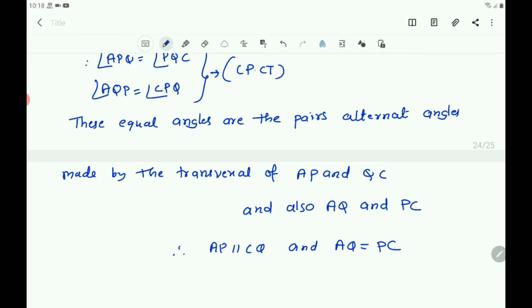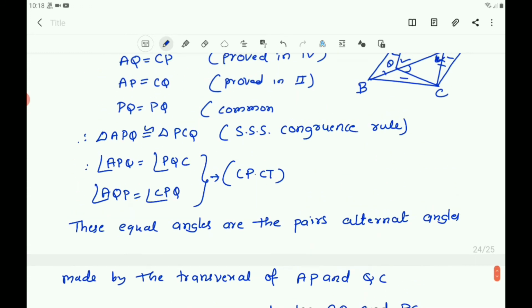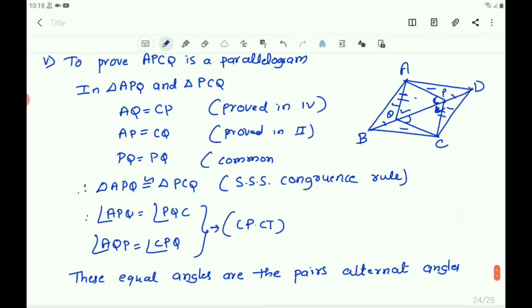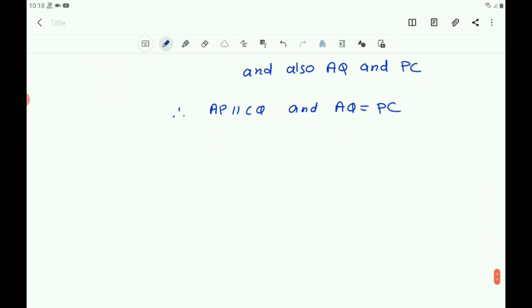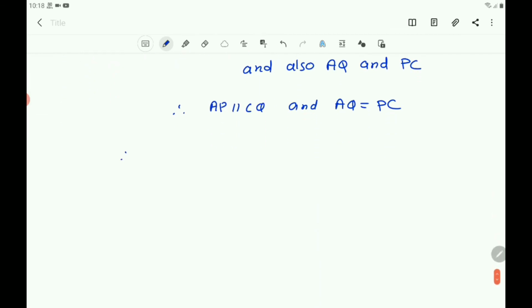Here you will get AP parallel to CQ and AQ parallel to BC. Here alternate angles made by the transversal of two lines are equal, which means the lines must be parallel to each other. Therefore, as AP is parallel to QC and AQ is parallel to PC, you got APCQ is a parallelogram.